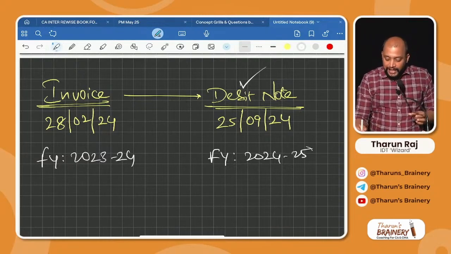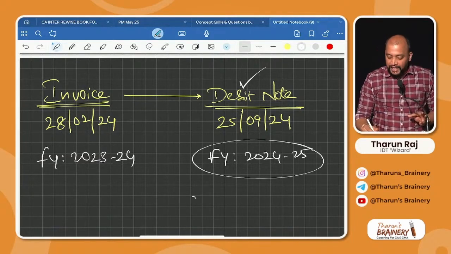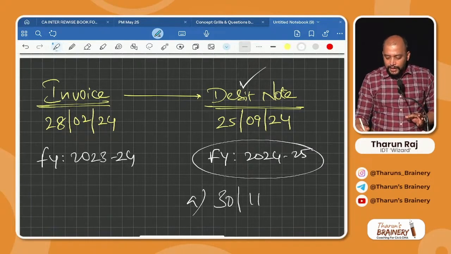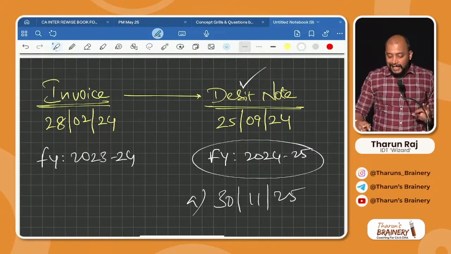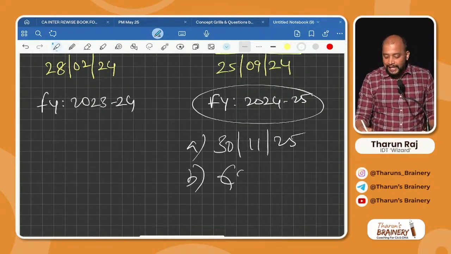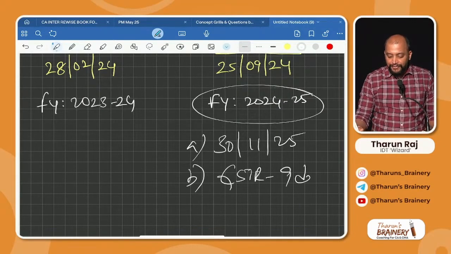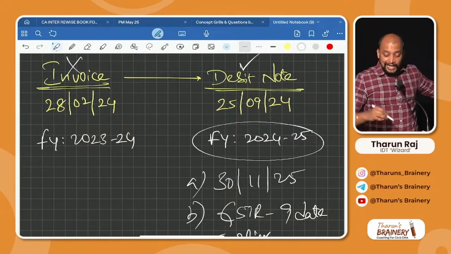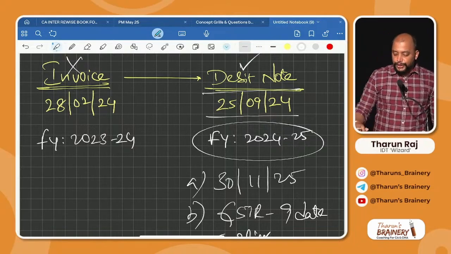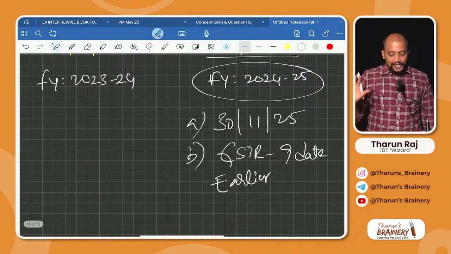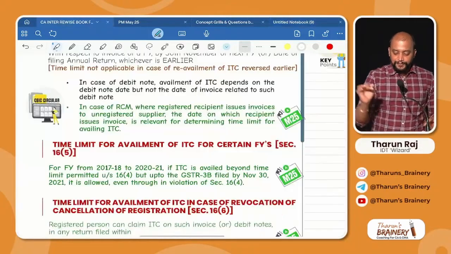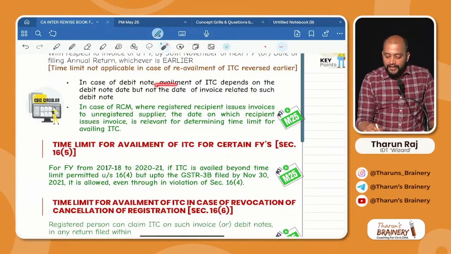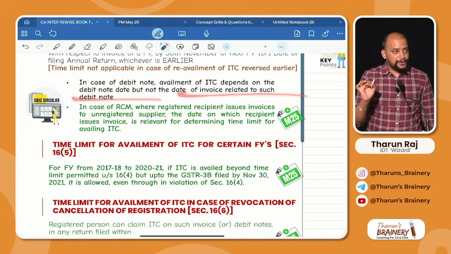Now, which financial year do we need to take for computing the time limit for availment of ITC based on this debit note? Take the financial year 24-25: 30th November 2025 or the date of filing annual return, whichever is earlier. So, whenever you file GSTR 9, whichever is earlier will be taken. So, don't check the invoice date, check the debit note date. Based on that you decide what is the time limit for availment of ITC. Got it? That is this point here. In case of debit note, availment of ITC depends on the debit note date, but not the date of the invoice related to such debit note.